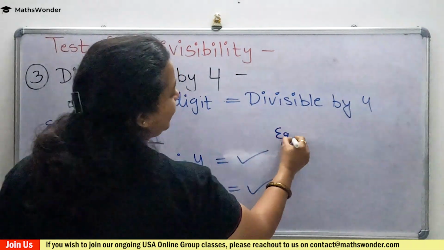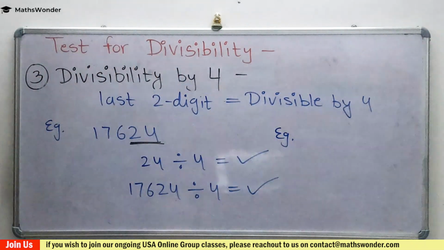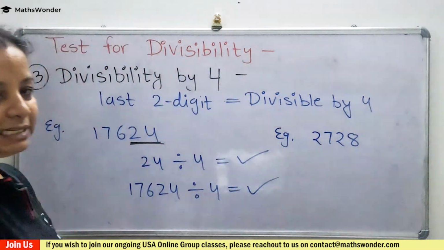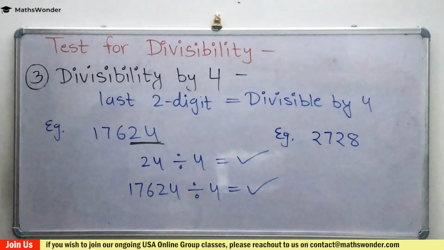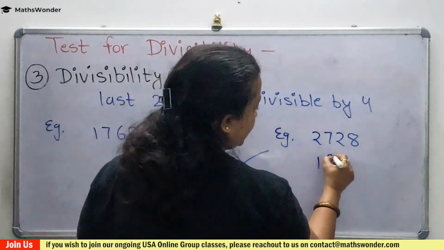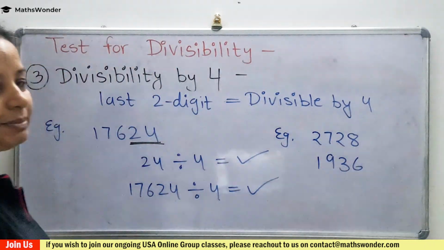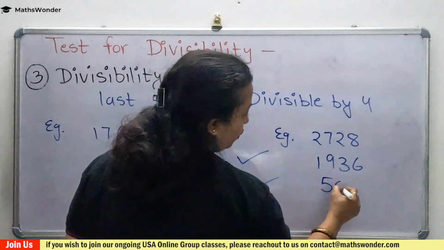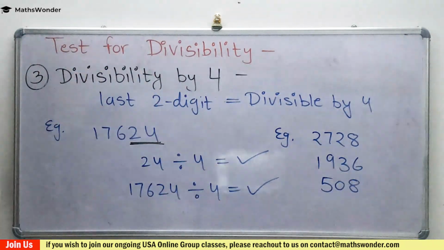Now the next number, suppose 2728. Check. Is it divisible by 4? Yes. 1936. Is it divisible by 4? Yes. 508. Yes.